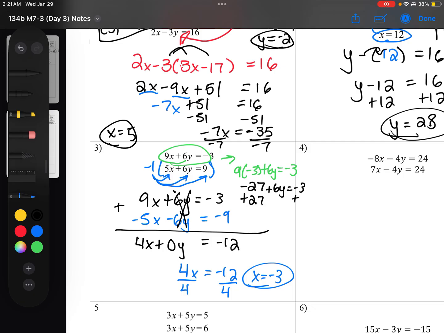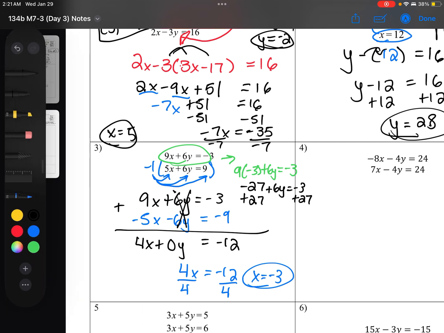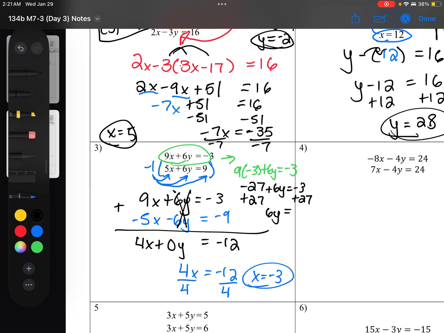Use your calculators to help you. And you get 6y is equal to 24. Divide both sides by 6. And y is equal to 4. So as an ordered pair, you got -3, 4. That's your answer.